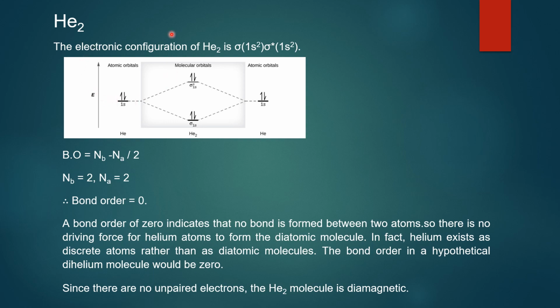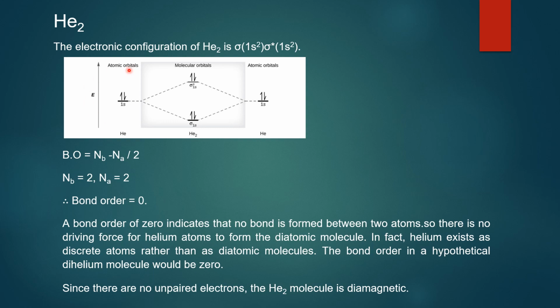After constructing the molecular orbital energy diagram for the He2 molecule, the next thing is calculation of the bond order, whose formula is (Nb minus Na) by 2. The number of electrons in bonding is 2 and the number of electrons in anti-bonding is 2. So (2 minus 2) by 2 equals 0, and you get a bond order of 0. A bond order of 0 indicates that no bond is formed between the two atoms. So there is no driving force for helium atoms to form a diatomic molecule. In fact, helium exists as discrete atoms rather than as a diatomic molecule.